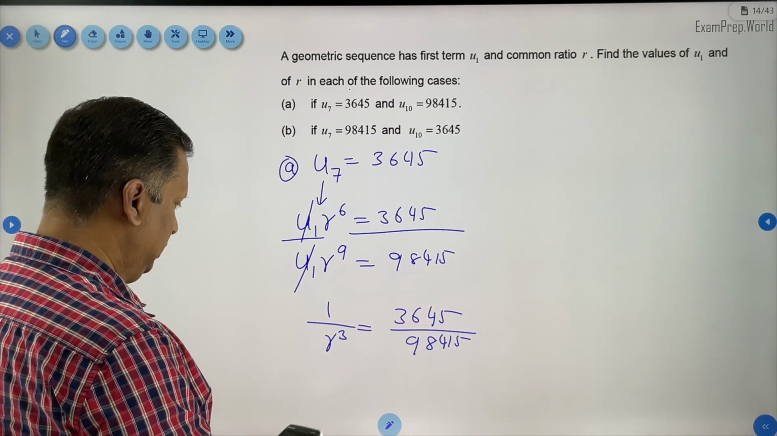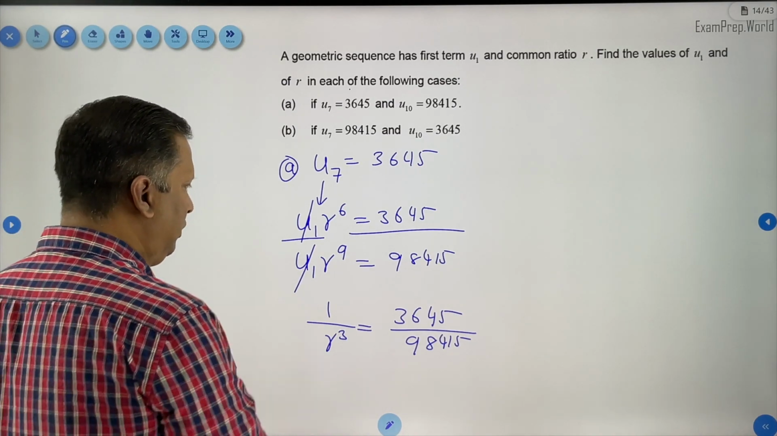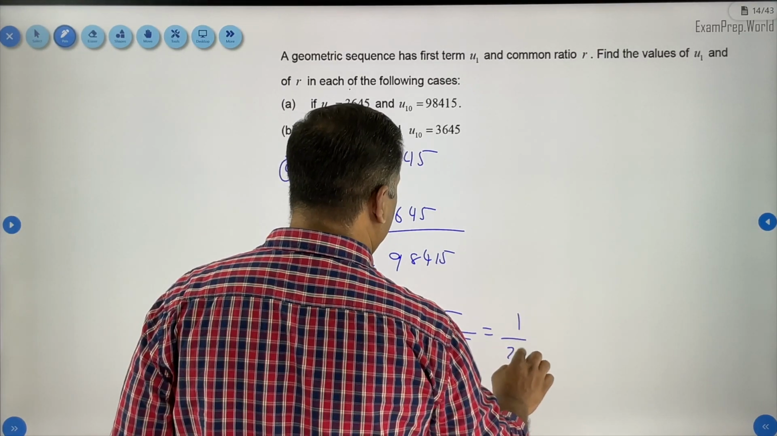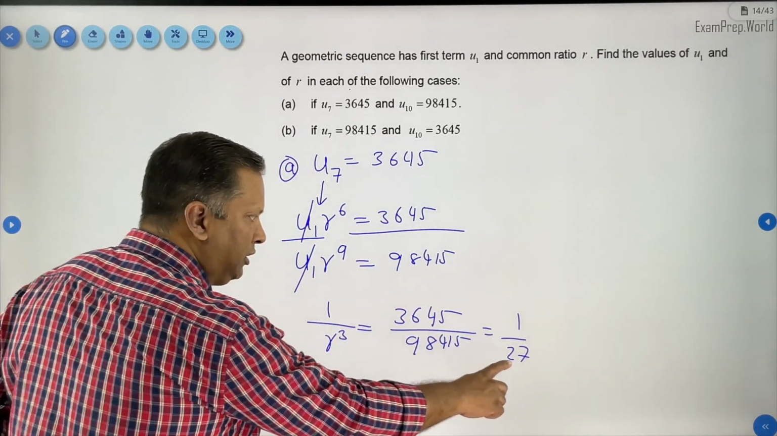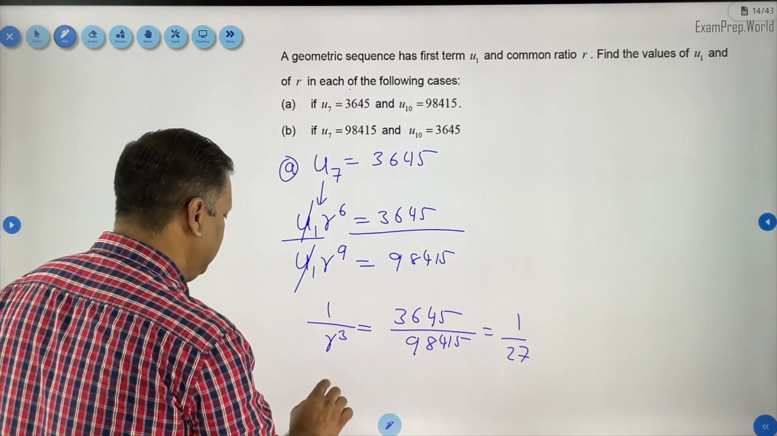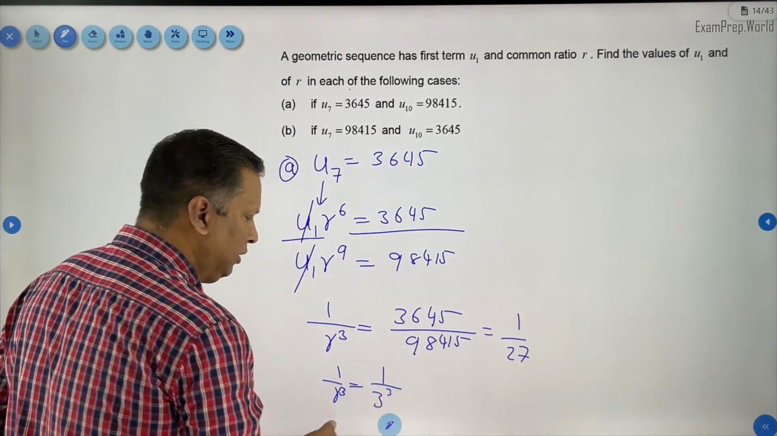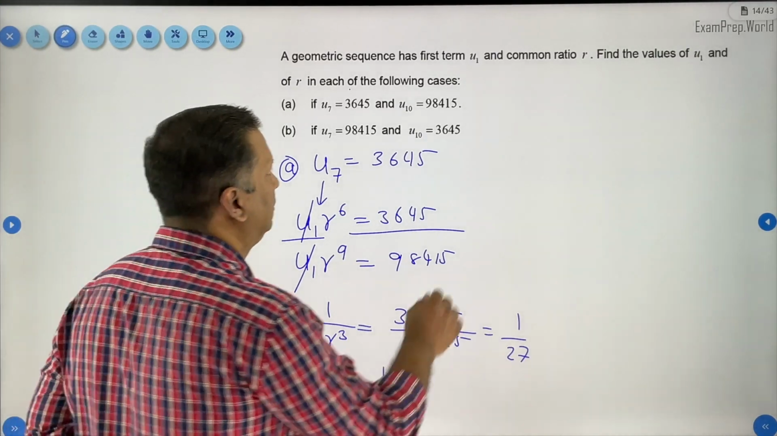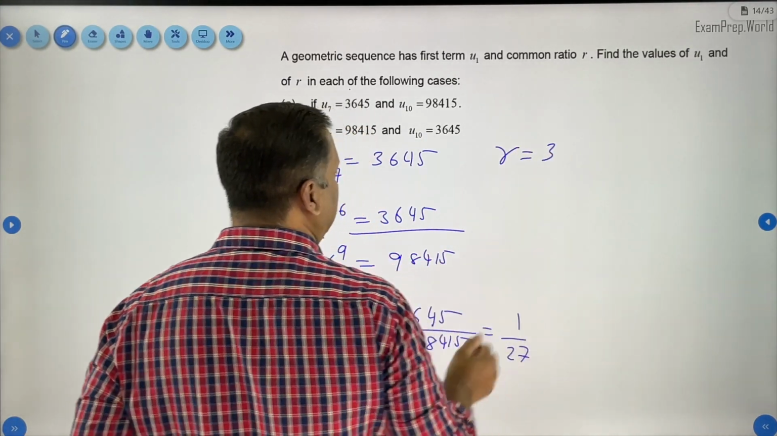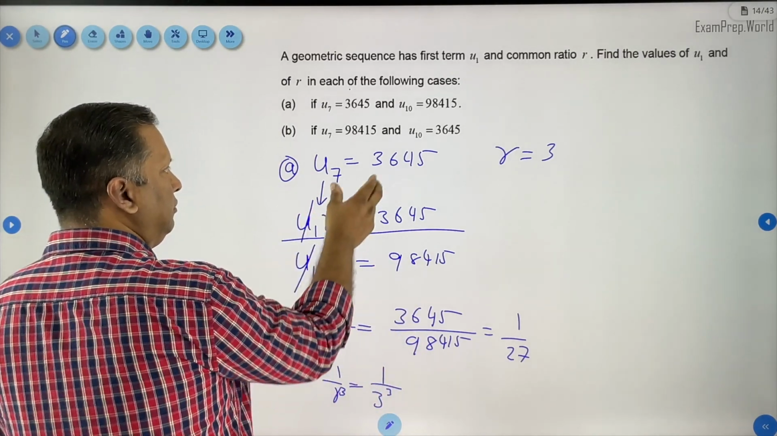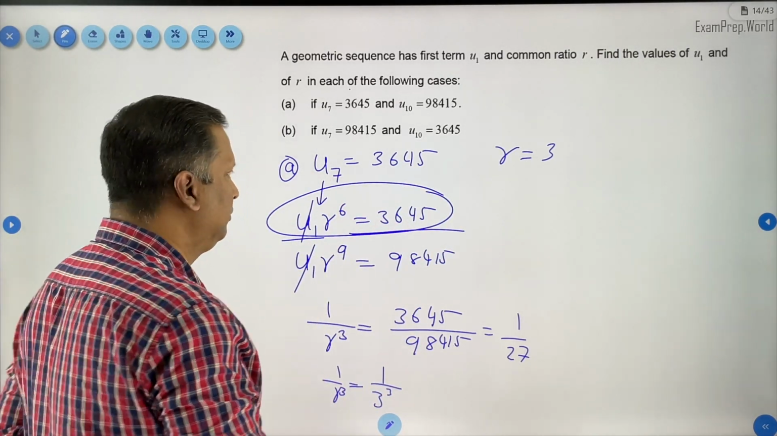3645 divided by 98415. It is 1 over 27. If 1 by r cube is 1 by 27, isn't it 3 cube, right? 1 by r cube is 1 by 3 cube. Then what is r? r is 3. So we have r as 3. Now can I input anywhere? Here, I will input here. So I will get the u1 value.